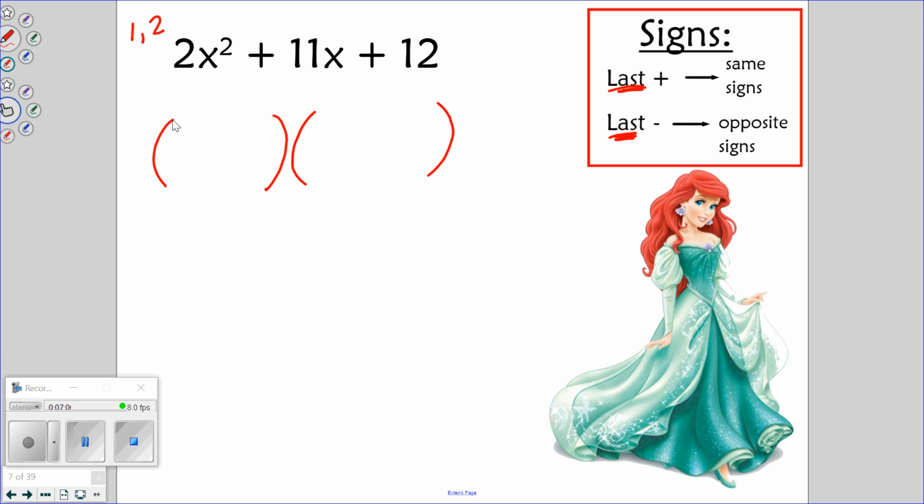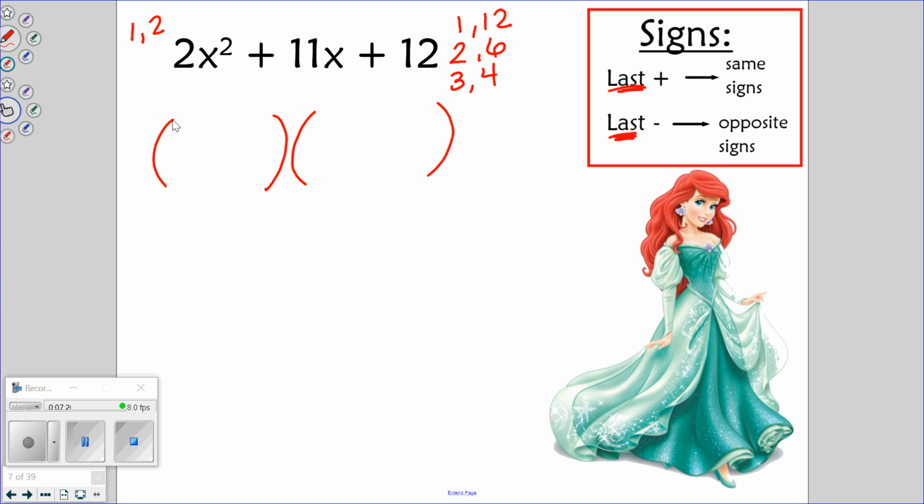What are my options for C? What do you multiply to get 12? Now, I'm going to ask that you make a nice ordered list. 1 and 12. There you go. 2 and 6. 3 and 4. So I'm listing all of my factors for A and my factors for C.